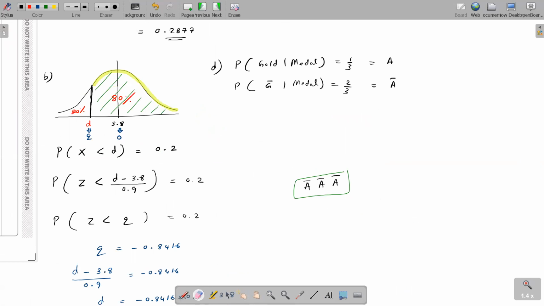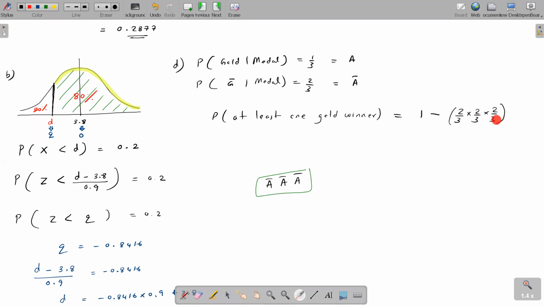Okay, so this is what you need to understand. The probability of at least 1 gold winner is what? You subtract from 1 the one that you don't need. You don't need the option where everyone doesn't have a gold medal. So not having a gold medal from the medal winner category is 2/3, right? So that into what? There are 3 people, right? All 3 people, 2/3 into 2/3 into 2/3, or rather 2/3 cubed. How much is it?